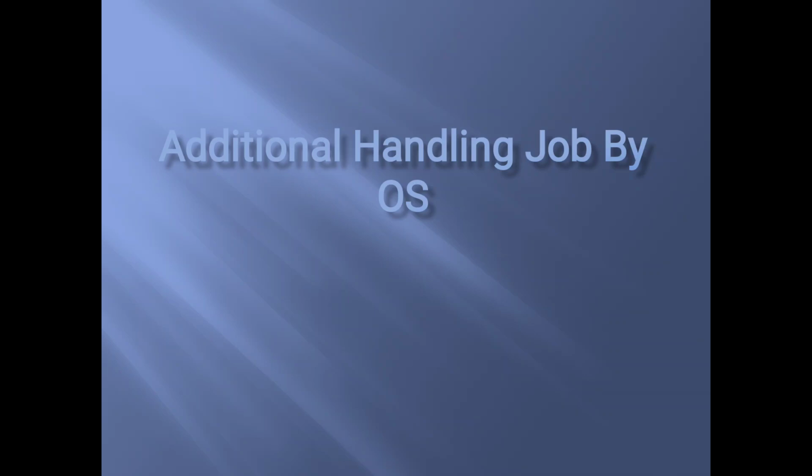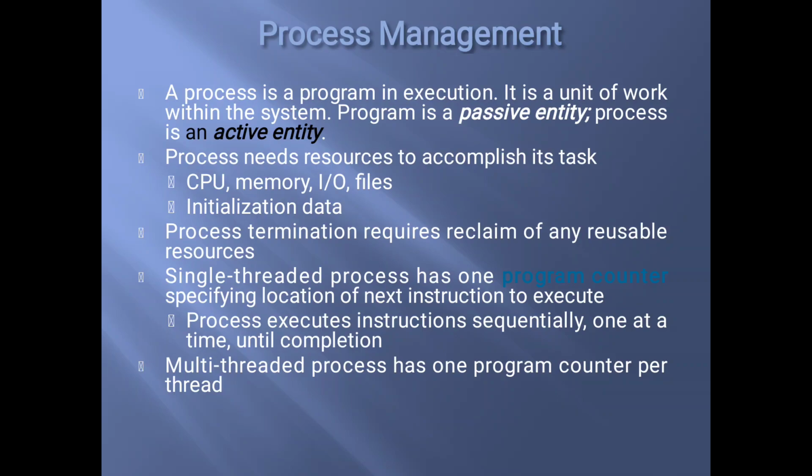Some additional tasks are also handled by the operating system. Process management is very important because a process is a program in execution. It is a unit of work within the system. A program is a passive entity, while a process is an active entity. Program execution is called a process.